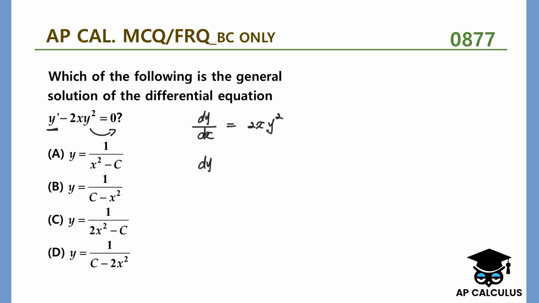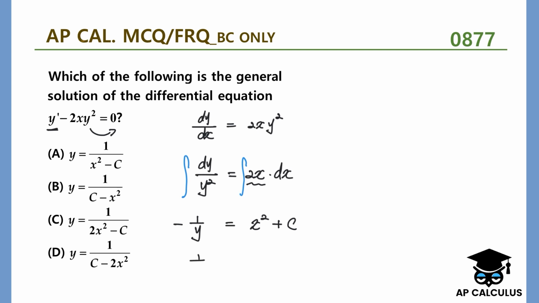So separate the variables: y squared goes right here, and 2x times dx goes right here, right? And we're going to integrate each side, right? So the antiderivative of 1 over y squared, that's negative 1 over y, is equal to the antiderivative of 2x, that's x squared, plus c, right? We always have to add c after we find the antiderivative on the right hand side, right? Now, we have to solve for y in terms of x and c.